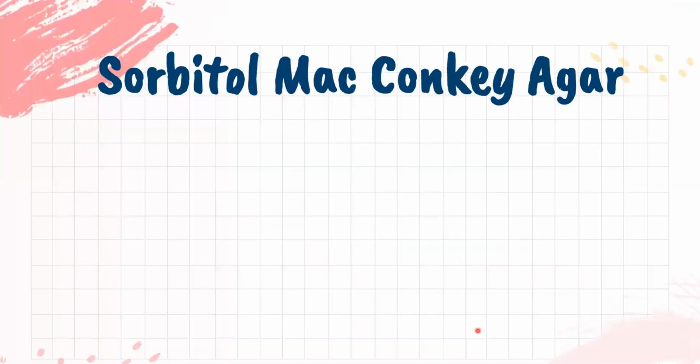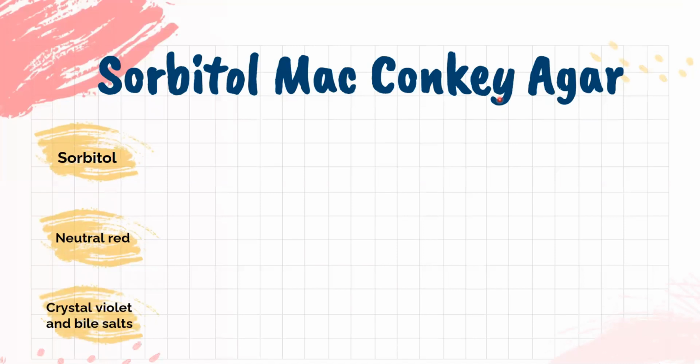After the enrichment, we have to go for the isolation. So it uses a special modification of MacConkey agar, that is the addition of a fermentable sugar called sorbitol. Now, what is MacConkey agar used for? Perfect, you got it right. It is used for differentiating between the lactose fermenters and the non-fermenters. Now let's see what are the major components of this SMAC. First, sorbitol, second, neutral red, and third, crystal violet and bile salts.